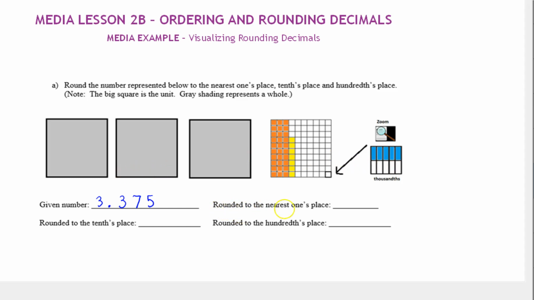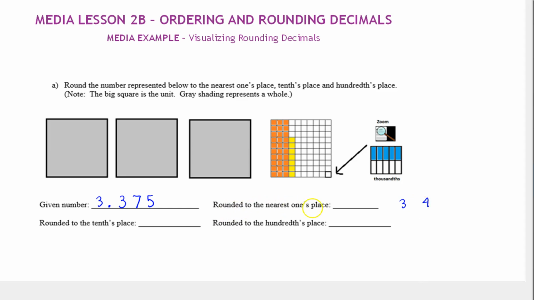Now we're asked to round to the nearest ones place. So let's think about what ones value this number lies between. So we have 3 whole ones. It's between 3. And then we have some more. So it's less than 4, but it's bigger than 3. So it's between 3 and 4.